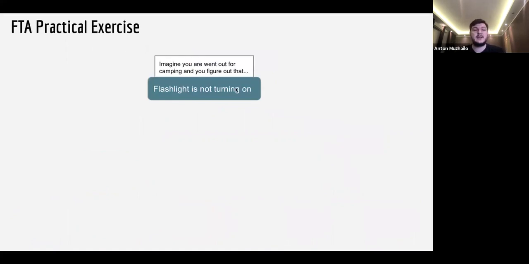If you want to test it by yourself, you are free to go with a practice exercise. Just imagine you went out camping and you figure out that your flashlight is not turning on. Why can it happen? Your battery can be down. Your electronics can be wet. Your lamp might be broken, etc.